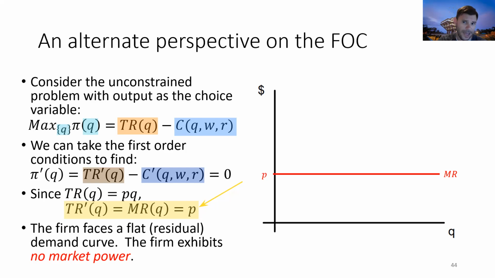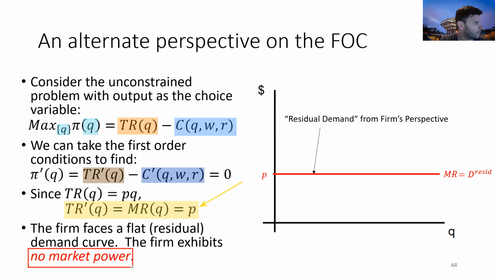And I'm going to call that the residual demand curve. That's what's left over for us if we account for the structure of the market we're in. This is the residual demand curve from the firm's perspective. Now, why is this consistent with the idea of no market power? No market power means the firm cannot change the quantity it is producing in a way that affects the price.